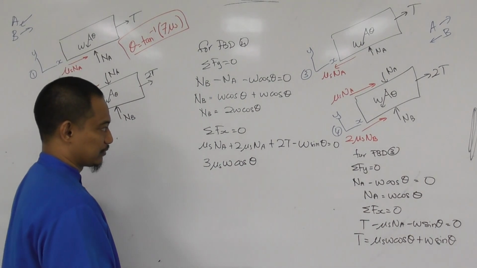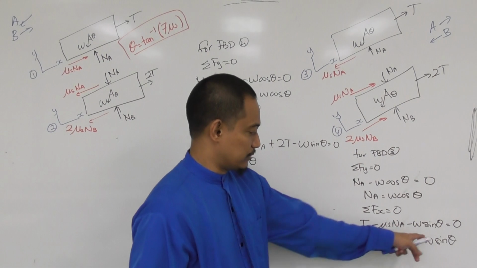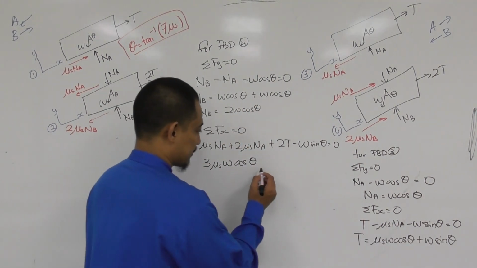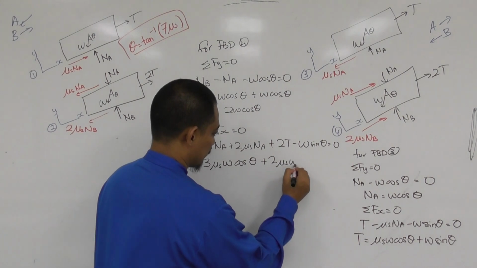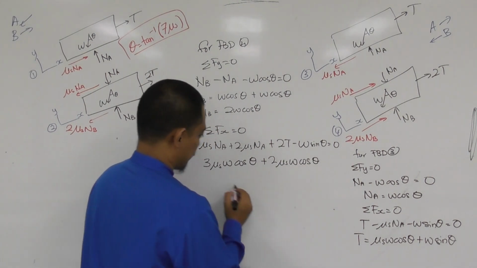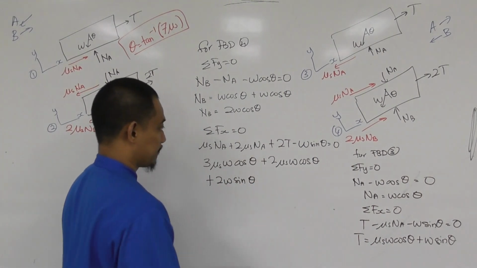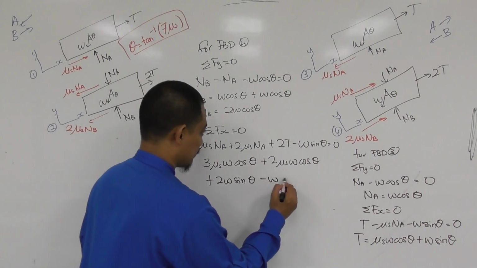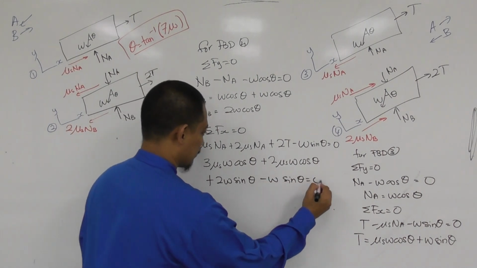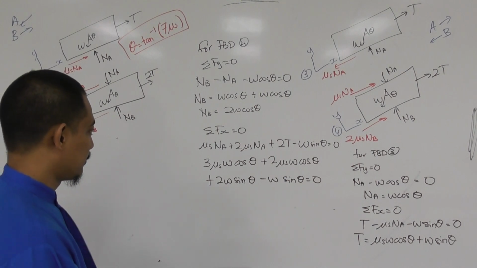I hope I'm doing something correct. And then plus 2T. T is the whole thing. So plus 2 times the whole thing, right? So plus 2 mu s W cos theta, and then plus 2W sin theta. That is from here. And then minus W sin theta equal to 0. Am I missing something?